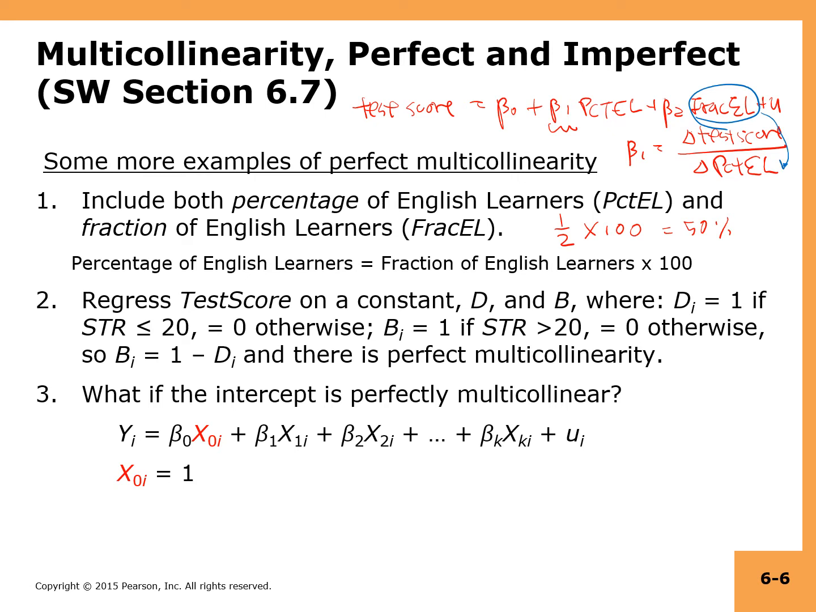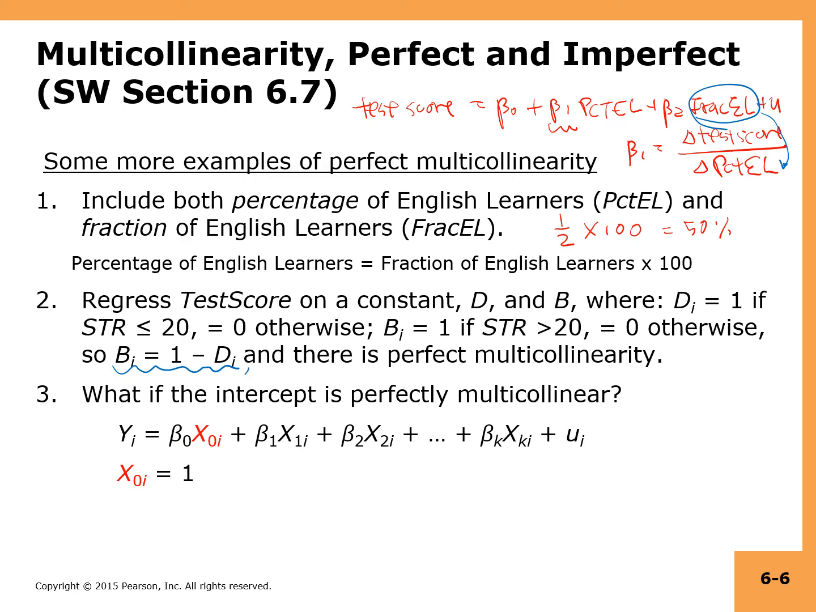The second example is when you have two different dummies that are moving in opposite directions. So let's say that there are two dummies, D and B. D is equal to 1 when student-teacher ratio is less than 20, and 0 otherwise. And the dummy B is equal to 1 when student-teacher ratio is greater than 20. So you can write this in a mathematical formula as B equals 1 minus D. So in this case, dummy variable B is perfectly correlated with D because they are moving in complete opposite directions.